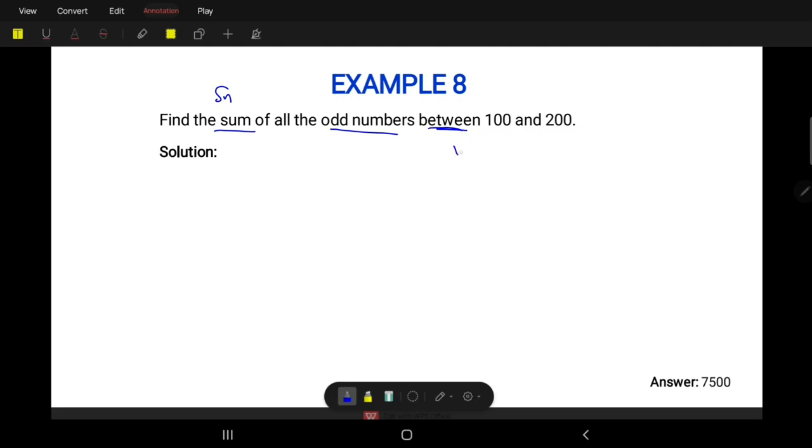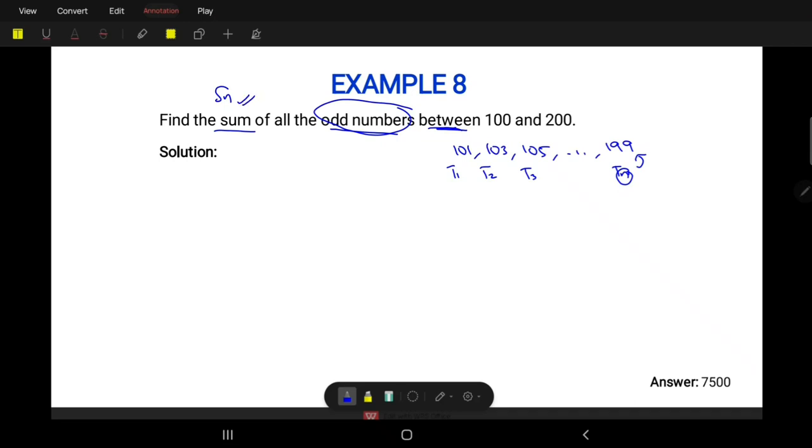Maksud between dia, starting with 101, 103, 105, and so on until 199. Sebab dia nak between and then odd numbers. So we know that this is T1, this is T2, T3, and we don't know what is the n term for 199. Kita tak tahu berapa. So we need to find the n term first for 199. Then barulah kita boleh cari the sum dia.